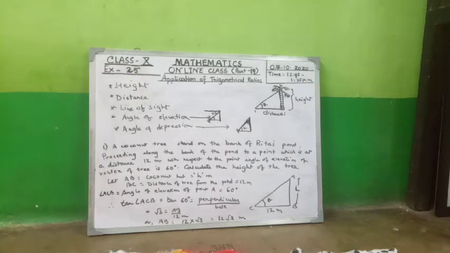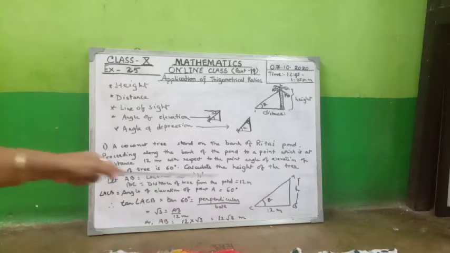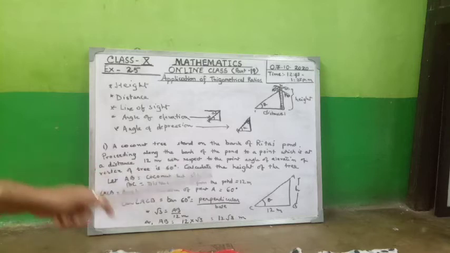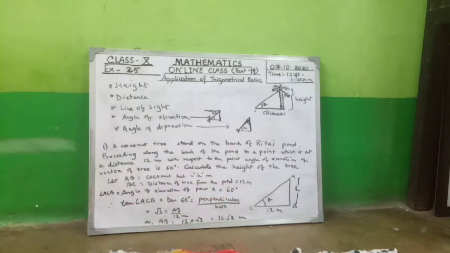Since you are looking upward, what angle will be created? Angle of elevation. And if you look downward, it will create angle of depression. So for this, angle of elevation of point A is 60 degree. Now you have to find the height.